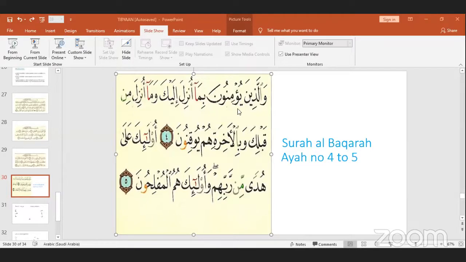So I'll give one more person a chance to read this ayah. I'm sorry if I left out anyone. Aqsa. Yes, Aqsa, you can read the fourth ayah, then we'll go to the fifth ayah.